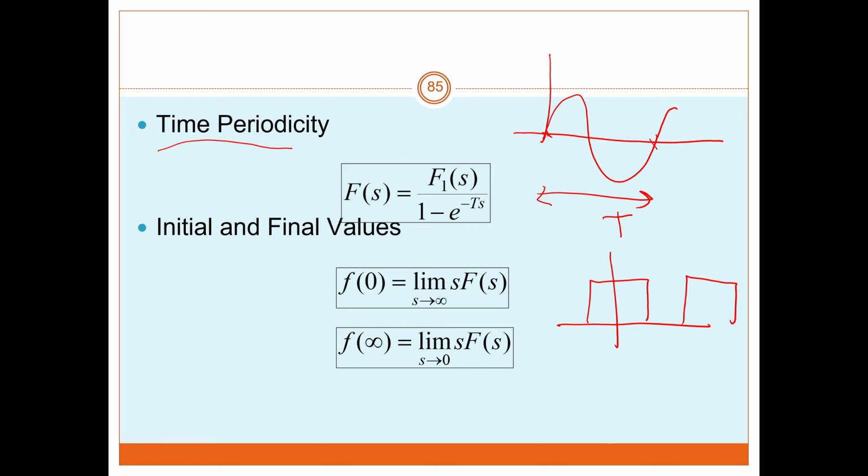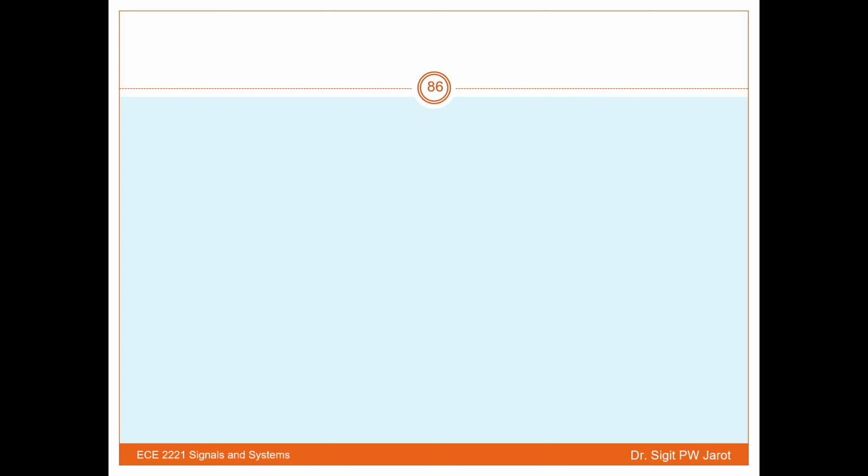To handle or solve this type of signal, we will just consider this one as F1(s). One period is until here, F1(s), and then when it repeats again, it's going to be F2(s). So what we can do is find the Laplace transform of the first period and then divide it by 1 minus e to the minus Ts, where T is the one period of time. For example, we have this signal.